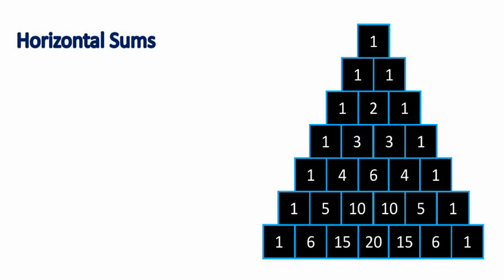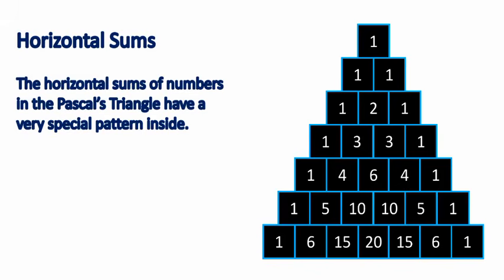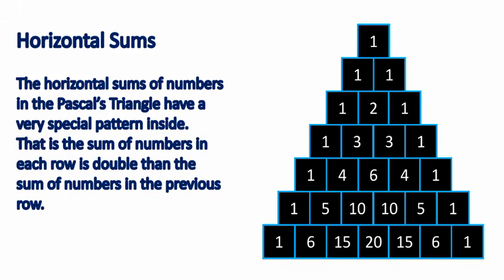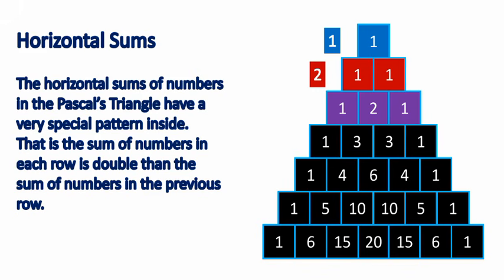Horizontal sums. The horizontal sums of numbers in the Pascal triangle have a very special pattern inside. That is, the sum of numbers in each row is double the sum of numbers in the previous row. In the first row, we have only a single number, that is 1. In the second row, we have 2 numbers, both are 1s, and the sum of these numbers is 2, which is double 1. In the next row, we have 3 numbers whose sum is 4, which is double 2.